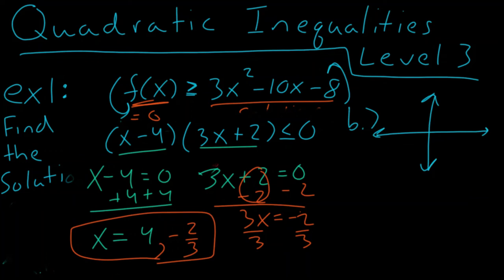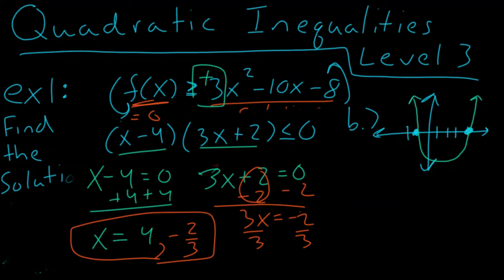And we could say, okay, if we go to the right, positive 4, 1, 2, 3, 4, we can put our very first solution. And if we go to the left, well, we know that negative 2/3 is just a little bit inside there. Okay. And then from here, I look at my a value. I know that my a value is this positive 3. And so my function, or my inequality, is going to open up.